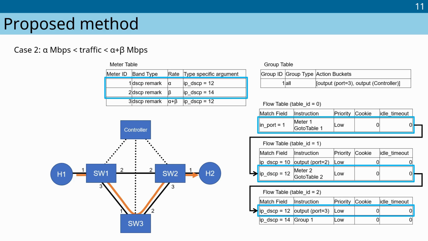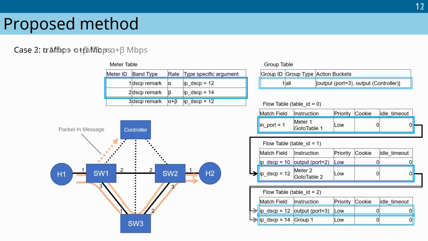For power saving, the proposed method introduces the following cases to realize ALR. In case 3, the excess packets exceed alpha plus beta megabits per second. So, meta 2 changes the DSCP value in the excess packet to 14. Then, from this entry, the group action is applied. Group action can handle multiple actions at the same time.